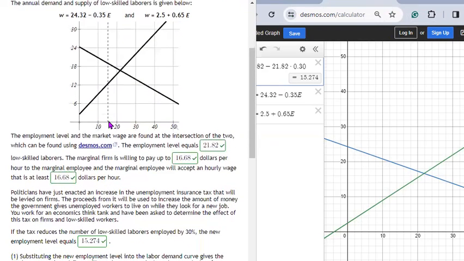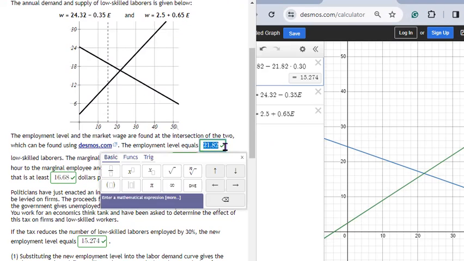And that produces this vertical dashed line here, right? So this value here is 21.82, right? 21.82 million of employees. This dashed line is at 15.274 million employees, right? So this is what the employment level shrinks to. It goes from 21.82 down to 15.274, right?